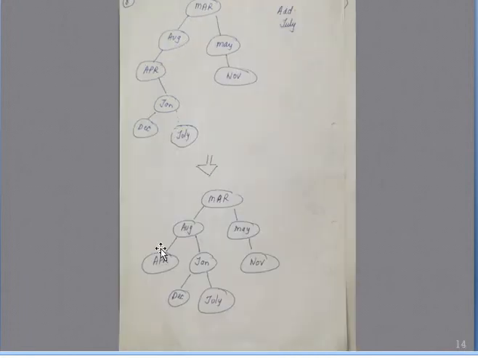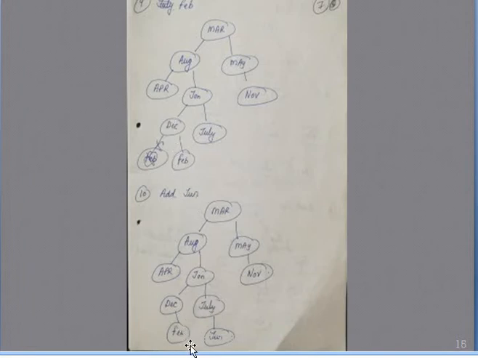In the same way we are inserting December. In the same way we are adding July. After adding July, we get the binary search tree like this. After that we inserted February.